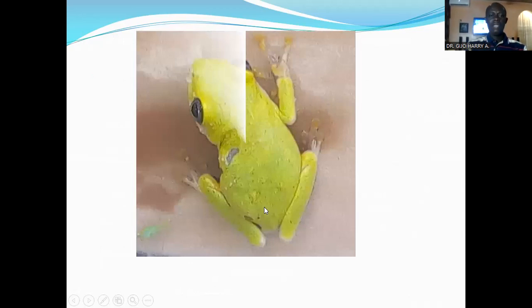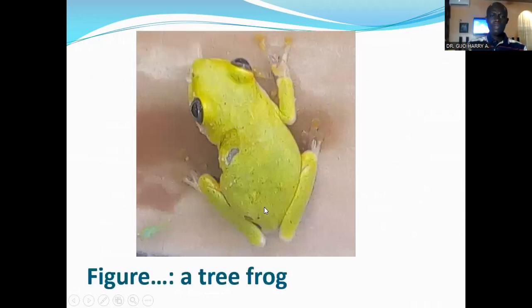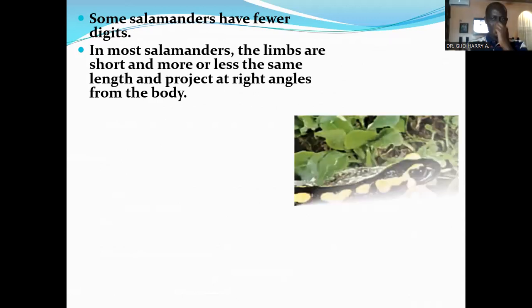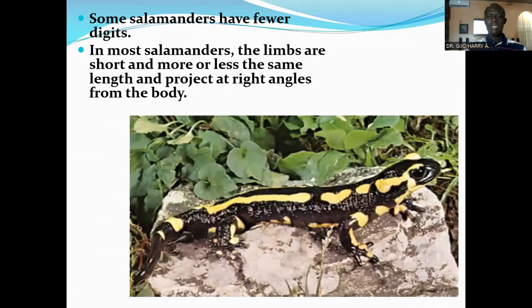Now let's say it's a tree frog. Then we also have some other distinctive features that are found in other groups. The salamanders have fewer digits. In most salamanders, the limbs are short and more or less the same length and project at right angles from the body. These salamanders superficially look like reptiles.